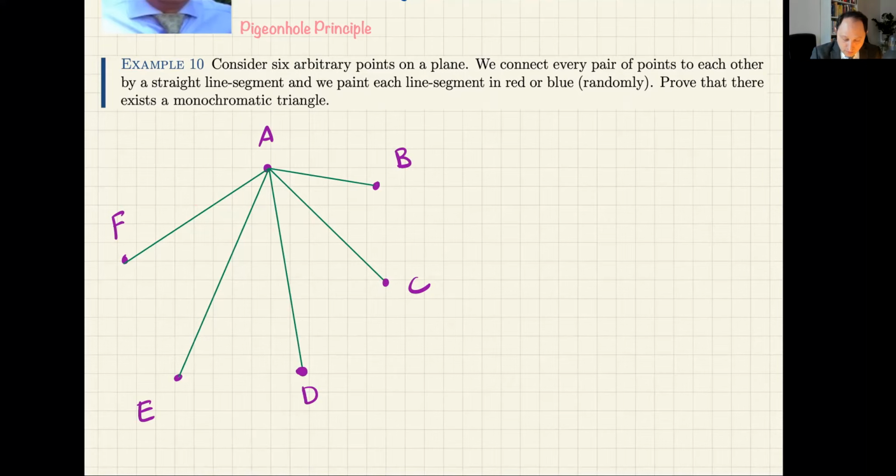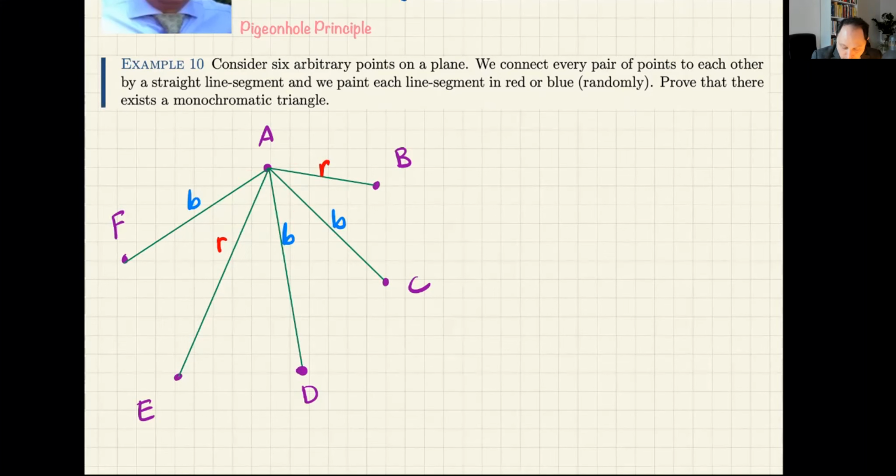So for example, I will say that this is blue. This is blue. This is also blue. I don't know, for example. This is also blue. And then let us assume that this is red and this is red. Okay. What is important is that at least out of these five, there are 3 of them having the same color.